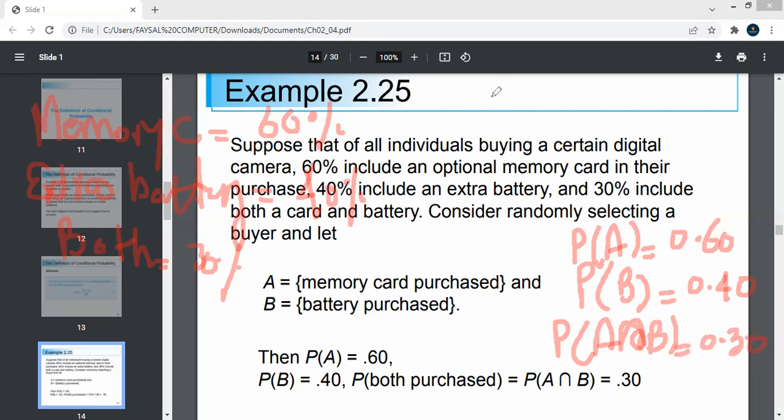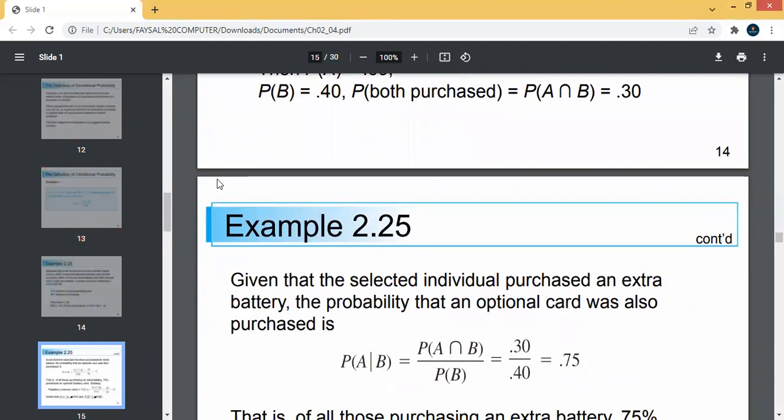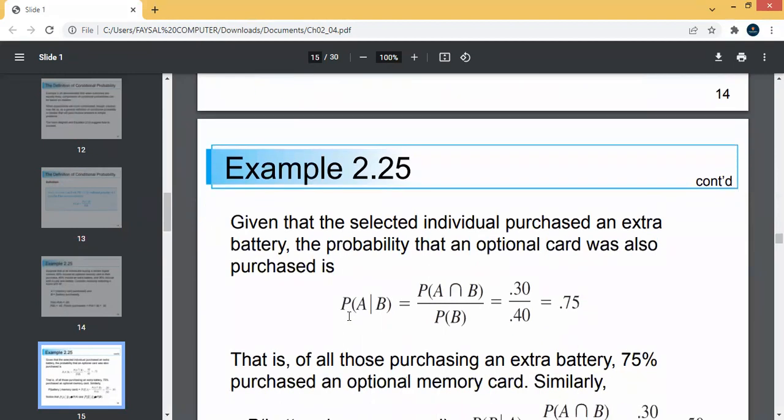Okay. Now for the next, it is given that the selected individual purchased an extra battery, and we want the probability that an optional card was also purchased. So this will be A given B. For A given B, my formula is probability of A intersection B divided by probability of B.